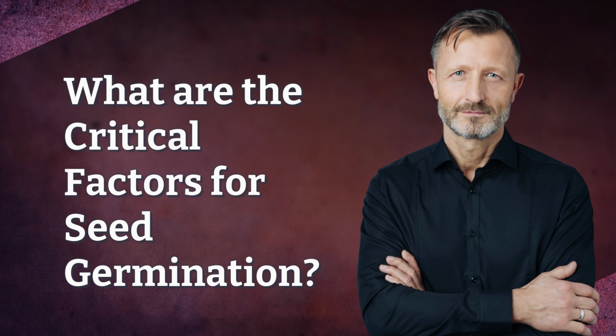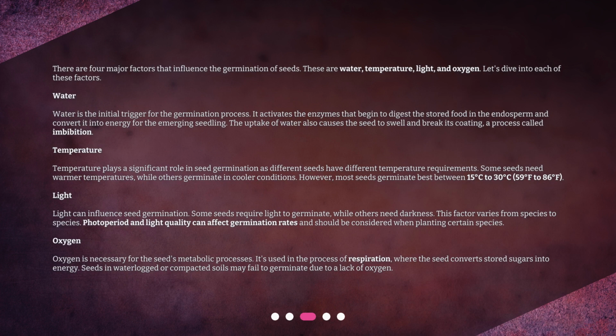What are the critical factors for seed germination? There are 4 major factors that influence the germination of seeds. These are water, temperature, light, and oxygen. Let's dive into each of these factors.